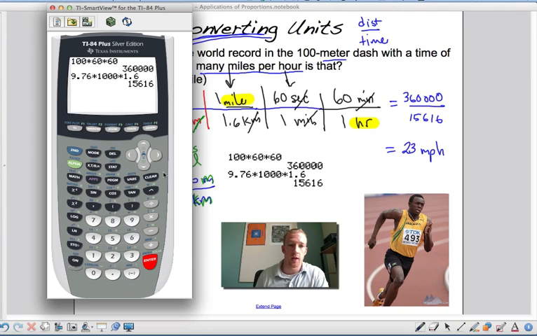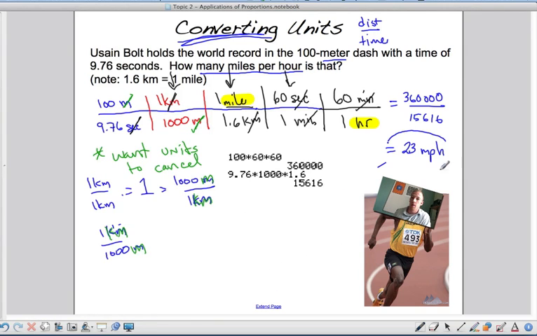So if we plug that in and do 360,000, divided by 15,616. That was awkward. 23.05 miles per hour. So about 23 miles per hour.